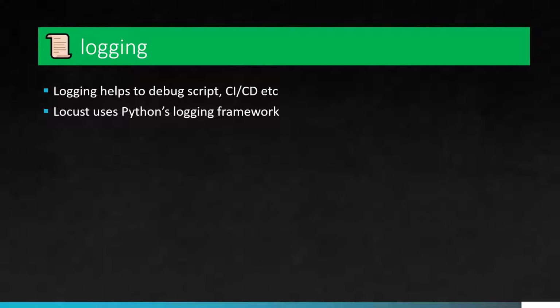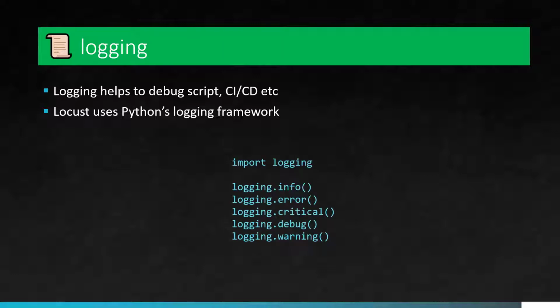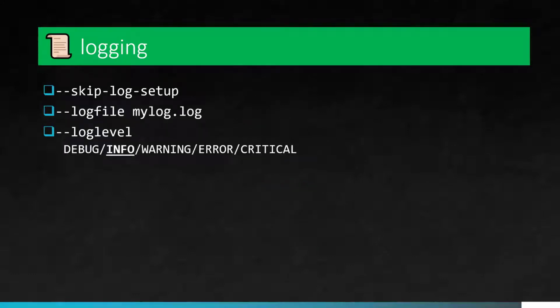Locust uses Python's built-in logging framework. So you just make use of the logging by importing the module, and you can log the information using logging.info, error, critical, debug, and warning.